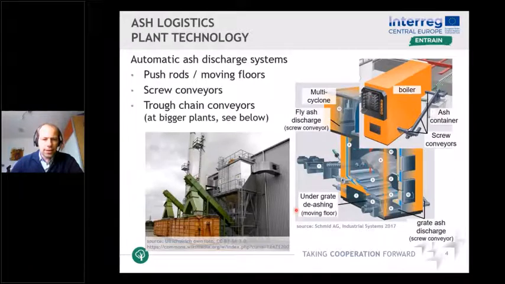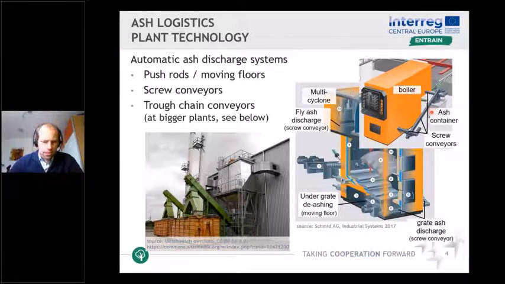So now let's have a look more into detail regarding the plant technology that's used for automatic ash discharge. You can see here the boiler in a cross-sectional view, and there are push rods or moving floors used to discharge the ashes that fall down from the grate during combustion into a discharge channel here with screw conveyors. Also here we have screw conveyors for the further transport of the ashes into the container then.